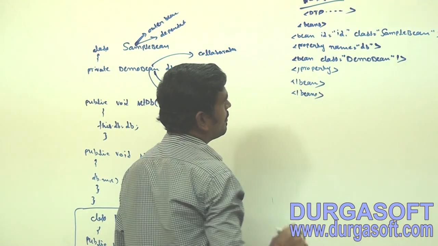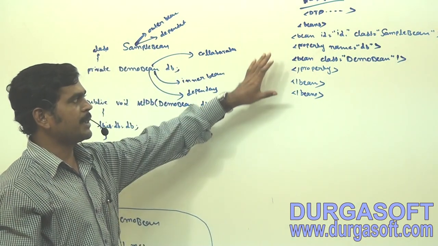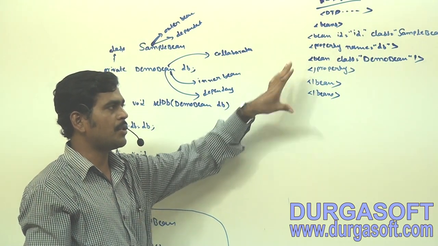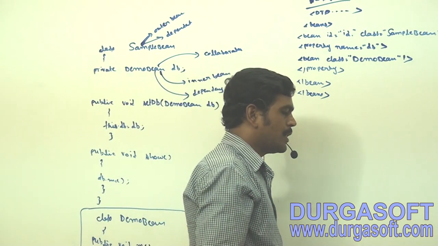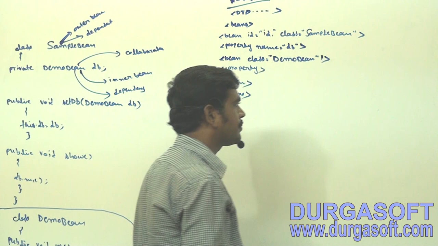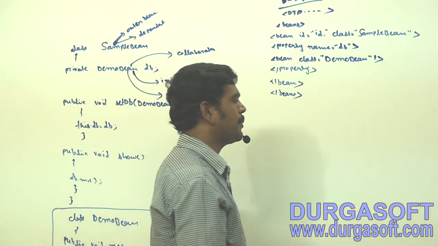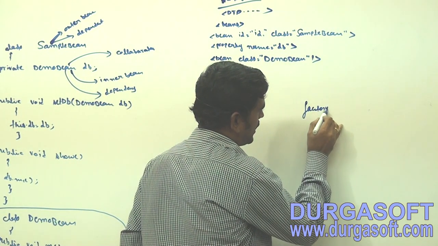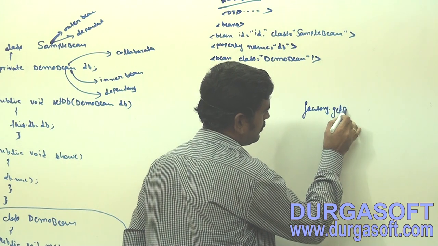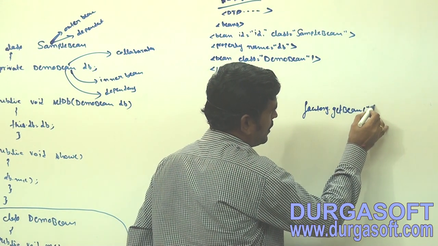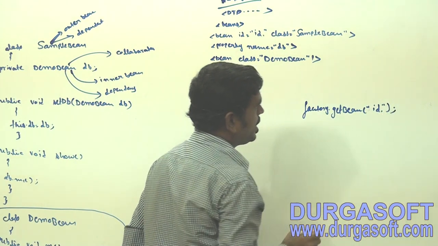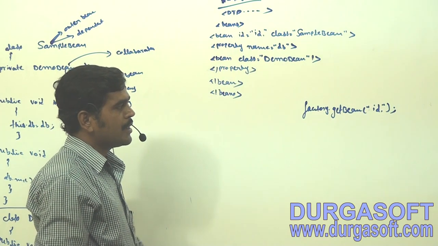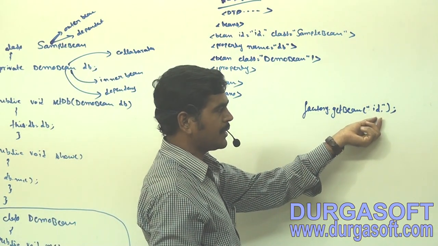This is the way of configuring the inner bean as well as the outer bean. For example, in my client application, I am going to make the request like this: factory.getBean of id1. id1 is what? The outer bean. Okay, the outer bean id is what? id1. So now I am making the request factory.getBean of id1.